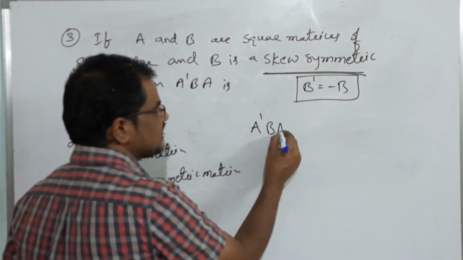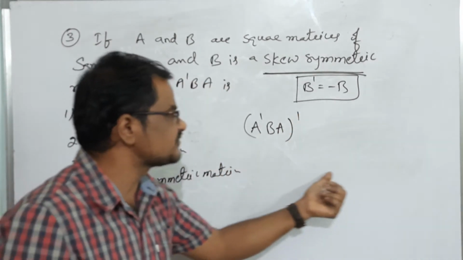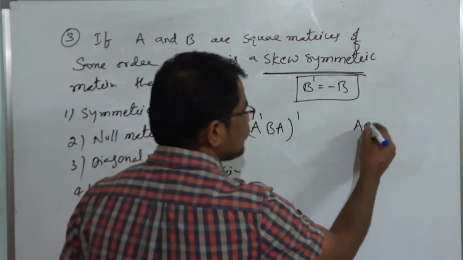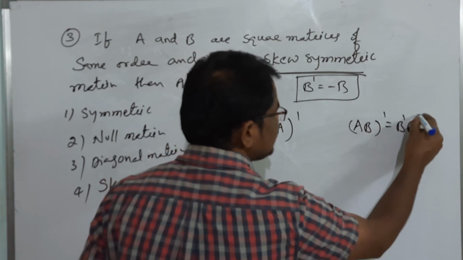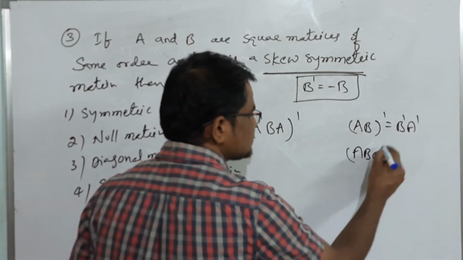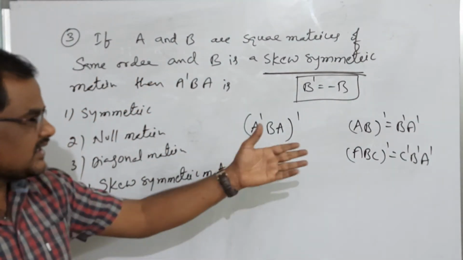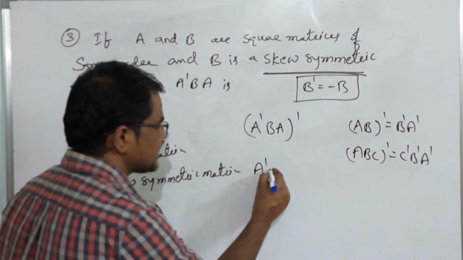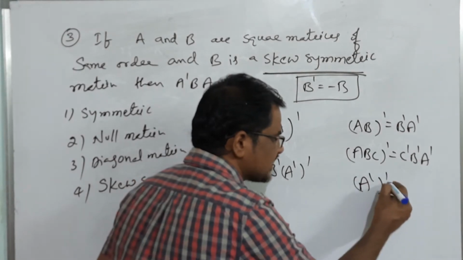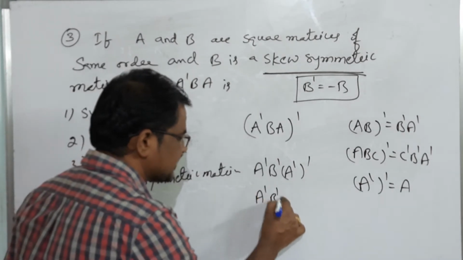We have to take A dash B A whole dash. If we get the same matrix, it is symmetric; if we get minus of that, it is skew symmetric. For that we know that AB whole dash equal to B dash into A dash, we have one property. Or ABC whole dash equal to C dash B dash A dash, one more property. By that property you can write this as A dash B dash and A dash whole dash. But again we know that A dash whole dash equals A.